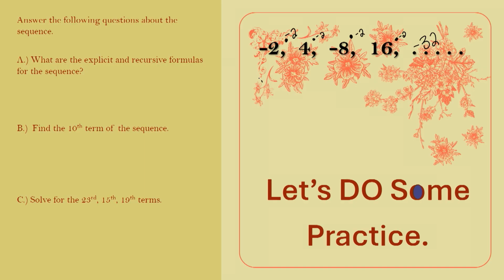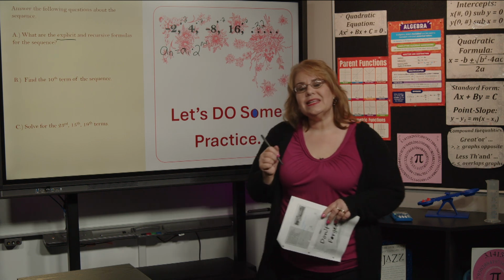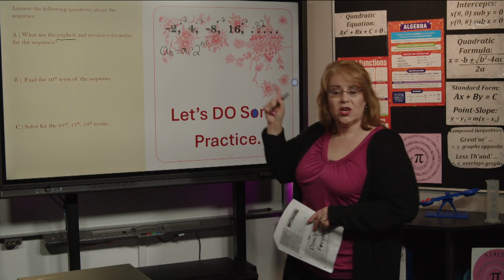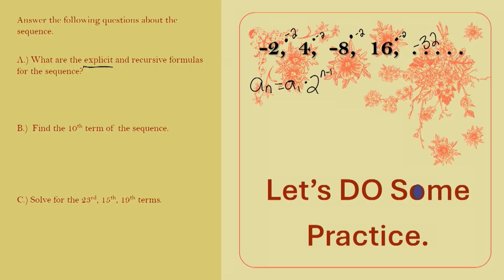So I am looking for my explicit formula. I'm starting with a sub 1 times 2 to the n minus 1. Now, let's double check to see if that's the formula that's going to work. So here we go. This is our first term, this is our second term, our third, our fourth. Let's see if we can find our a sub 4 or our fourth term.